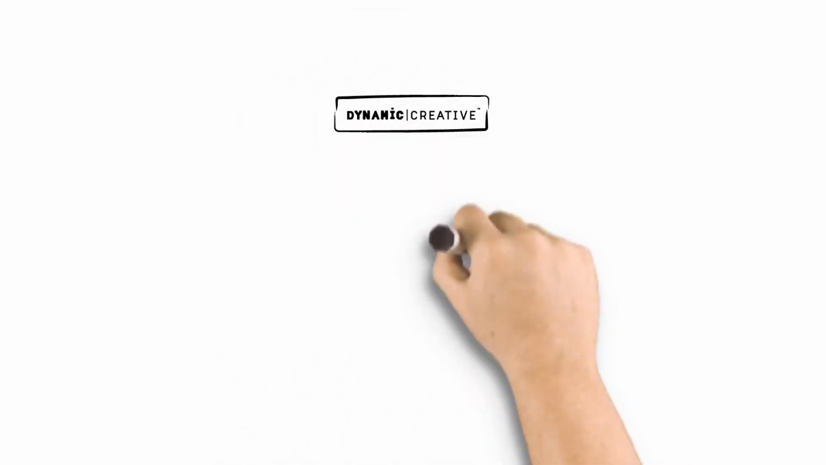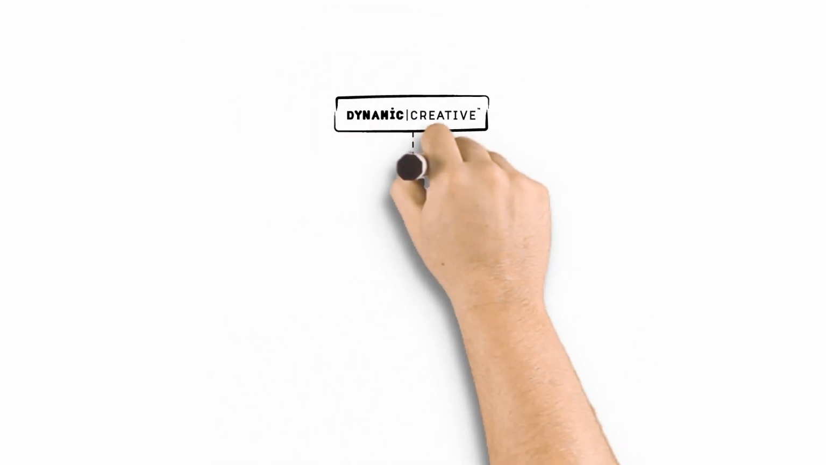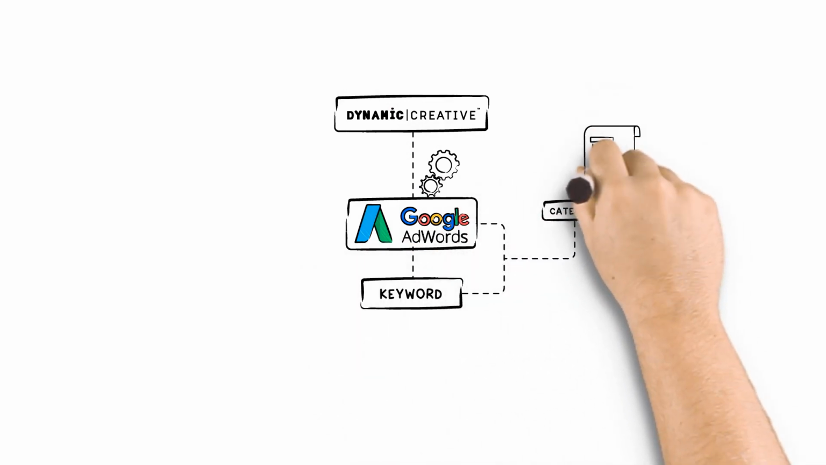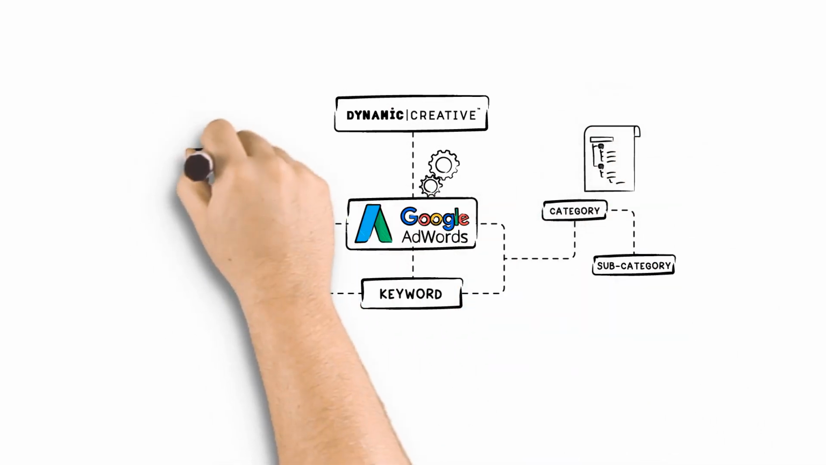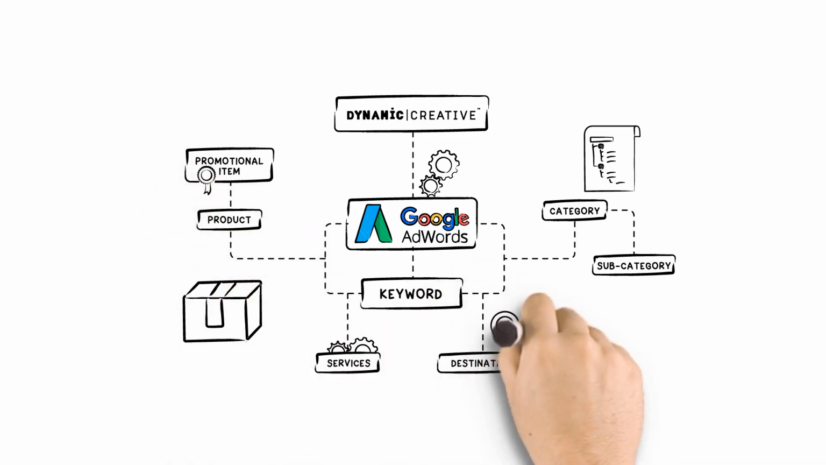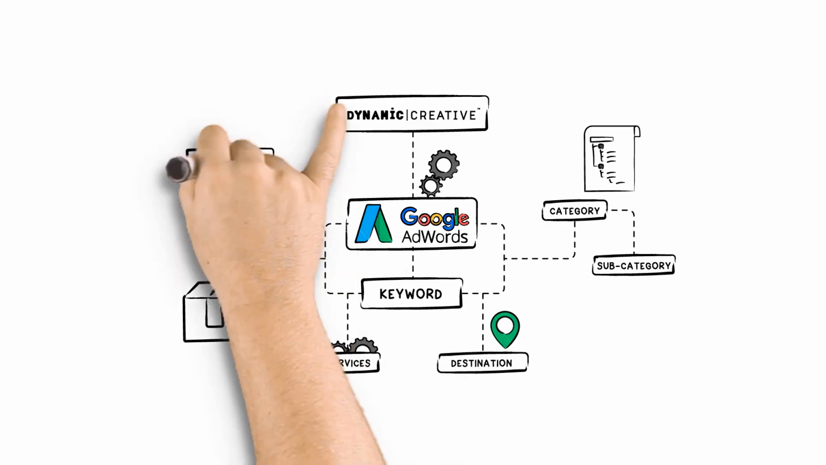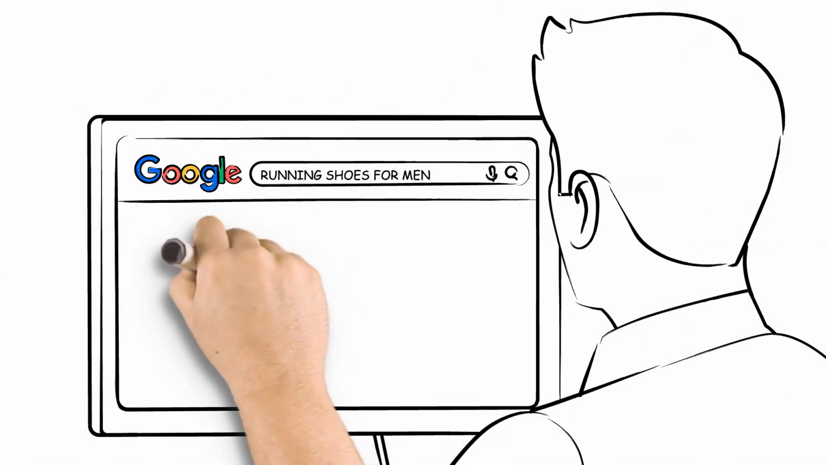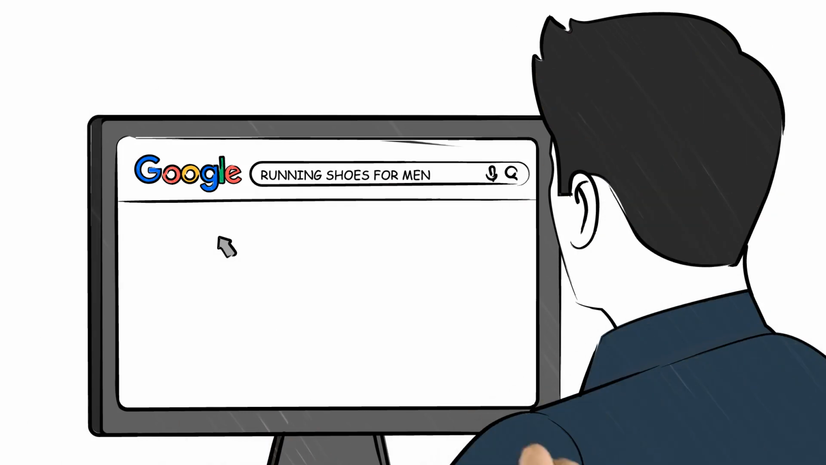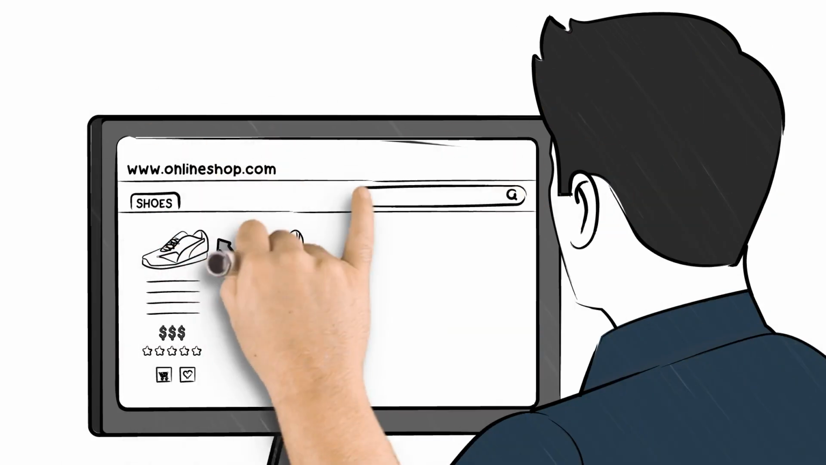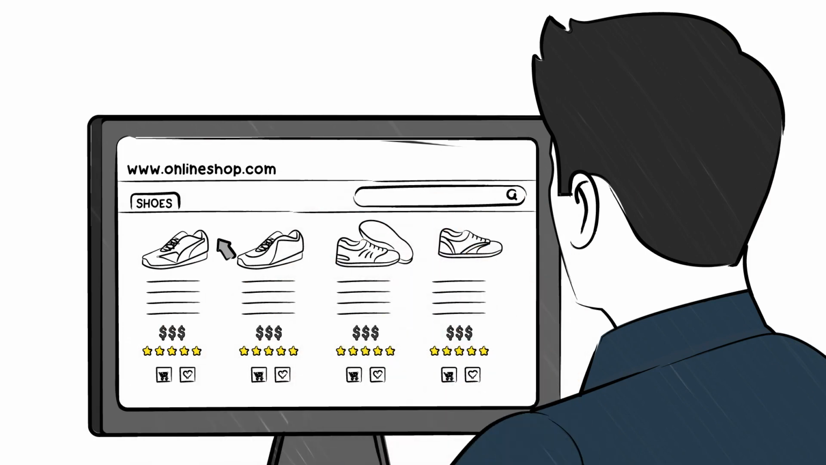Dynamic Creative's unique technology platform creates a Google AdWords keyword for every category, subcategory, promotional item, product, service, or destination that's listed on your website. So when someone is searching in Google for something specific, we show an ad that best matches what they're looking for and take them directly to your webpage where they can make a purchase.